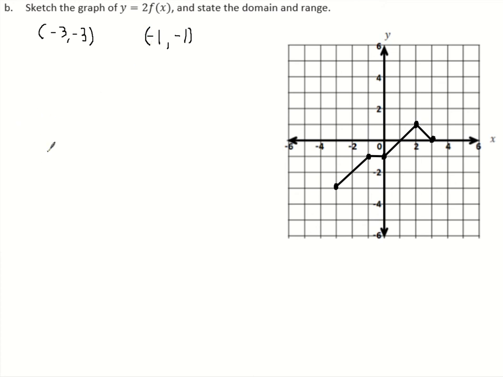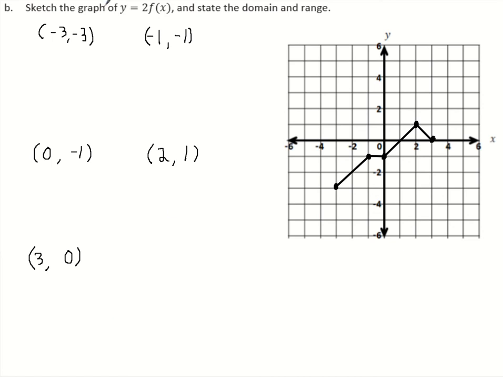Then we have the point 0, -1. Then we have the point 2, +1. And lastly, we have the point 3, 0. So these are our points when we were dealing with our original function of y equals f of x.